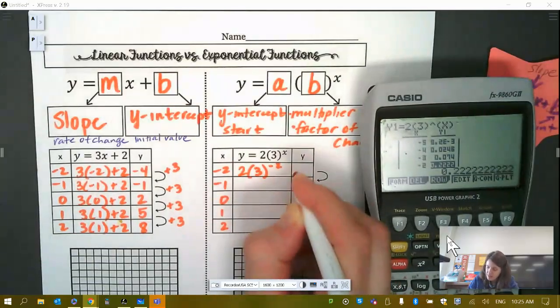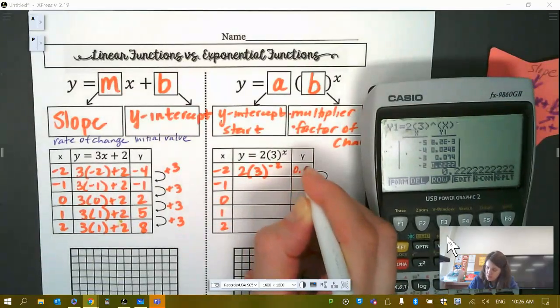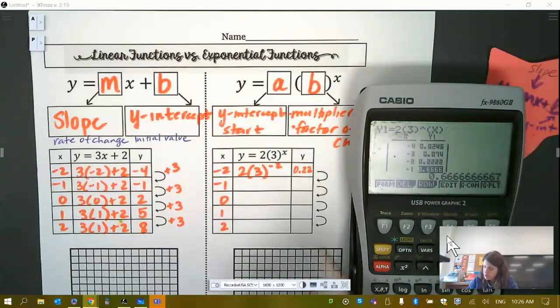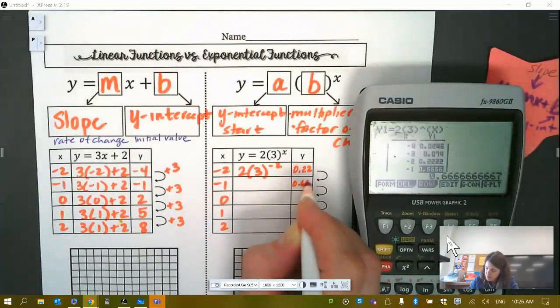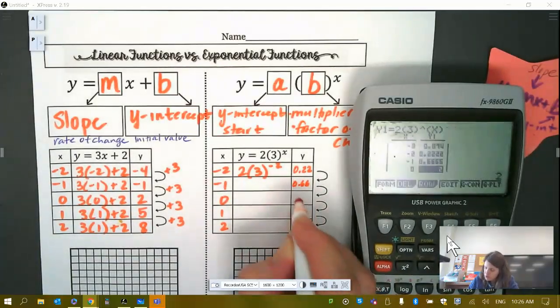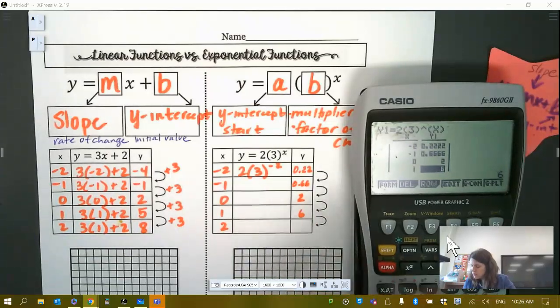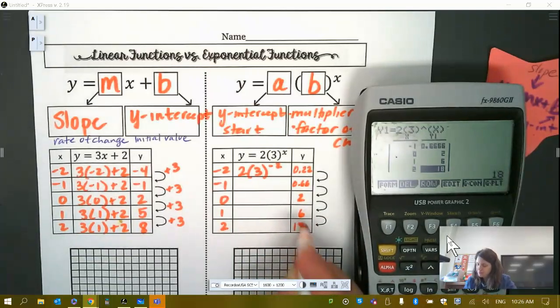Remember, this means I'm dividing something. I've got 0.22. Okay, we can just round it. And then this one's 0.66. And this one is 2. And this one is 6. And this one is 18.